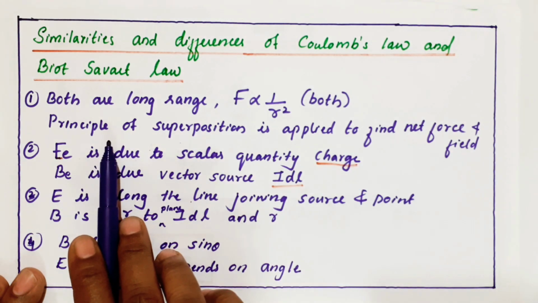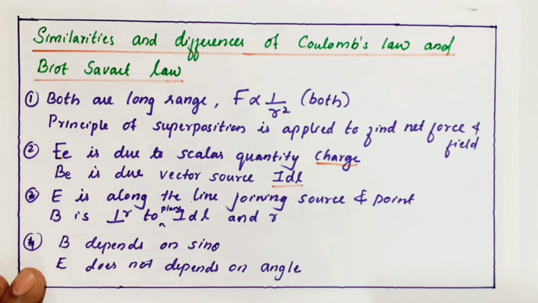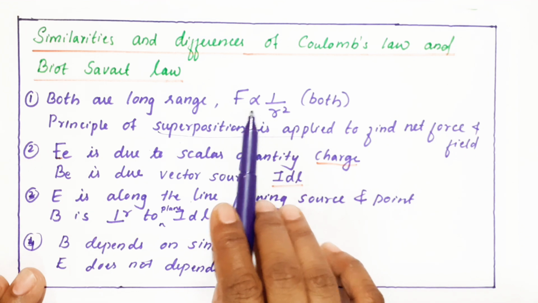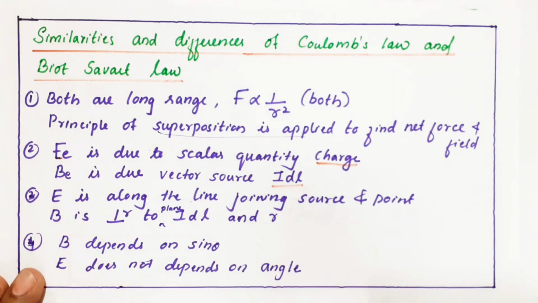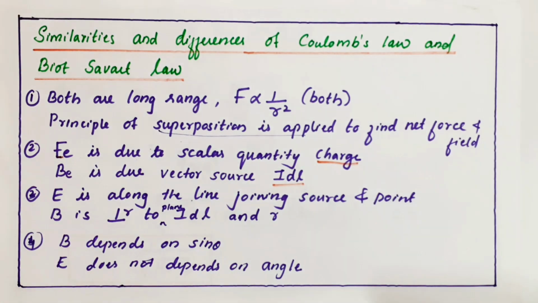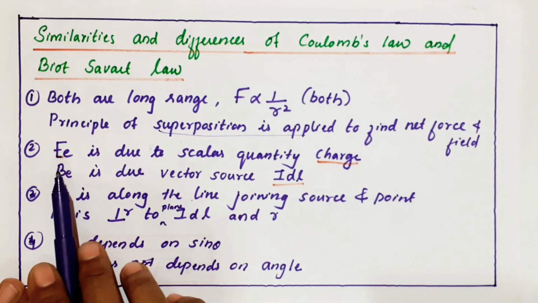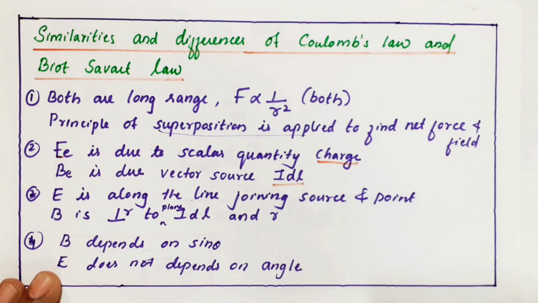With Coulomb's law, if you want to find the net force or net electric field, we use the principle called the superposition principle. Same like that, to find the magnetic field also we use the superposition principle. So what I told, the first three are the similarities. They are long range forces, both are inversely proportional to R square, and in both cases we use the superposition principle.